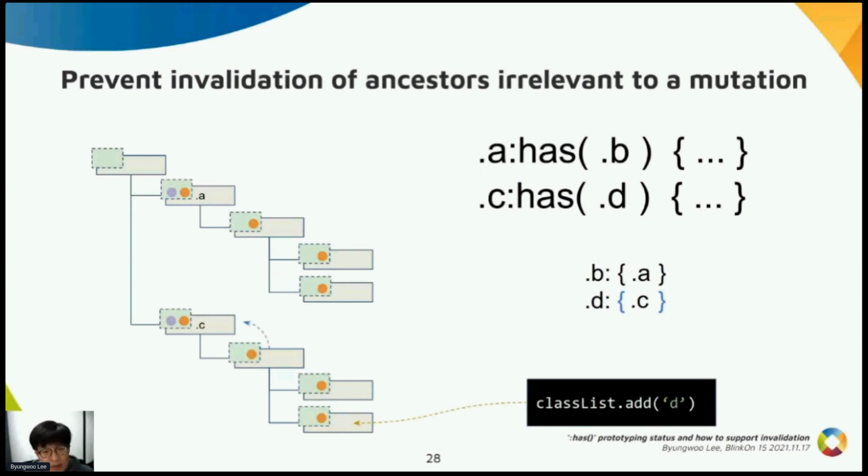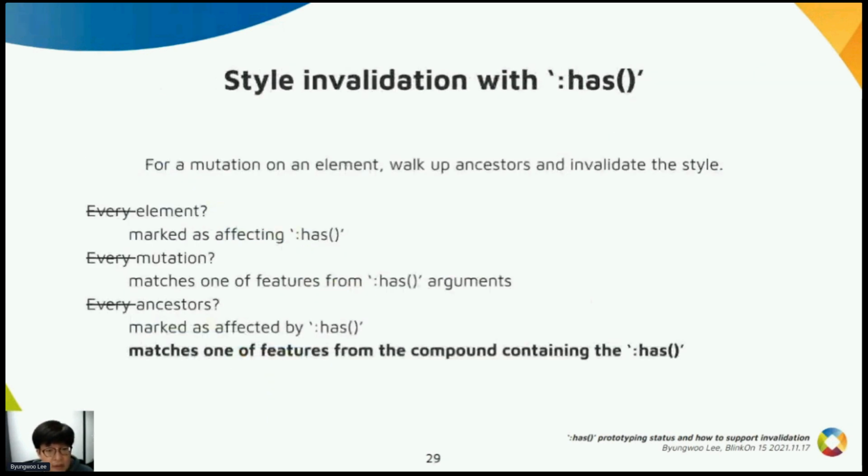When we meet an ancestor affected by hash, we can figure out whether the ancestor is relevant to the mutation or not by matching the ancestor with the features. So if it matches, we can invalidate it. And otherwise, we don't need to invalidate it because the ancestor is not related to the mutation. With this approach, we can add an additional filtering condition for the ancestors.